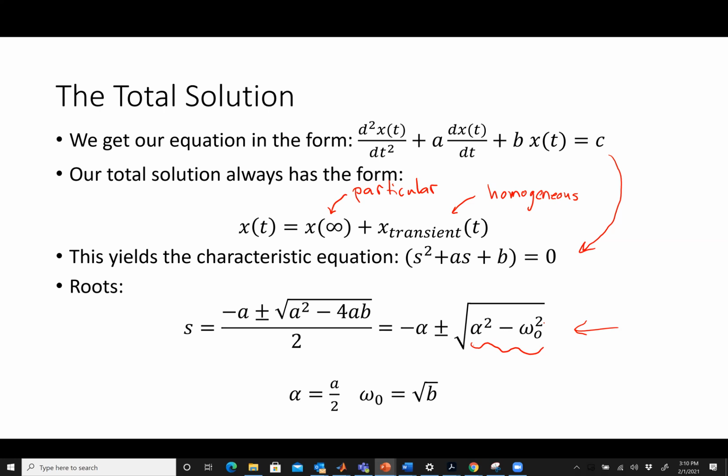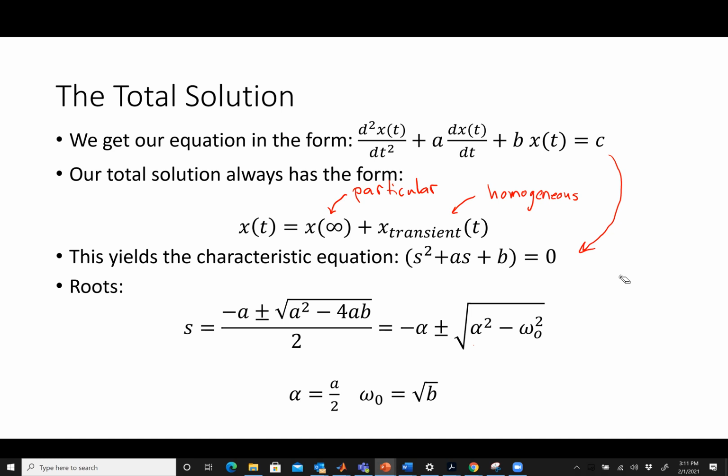All right, and what I did was I gave you the relationship here between alpha and omega naught, how they relate to the coefficients in that equation. What I see is alpha is a over 2, omega naught is the square root of b. Now, first of all, if you're comfortable with differential equations, you could just look at the roots of the characteristic equation and figure out from what the roots look like what the solution is, without knowing any formulas for alpha or omega naught. If you're comfortable with that, do it that way. That's perfectly fine.